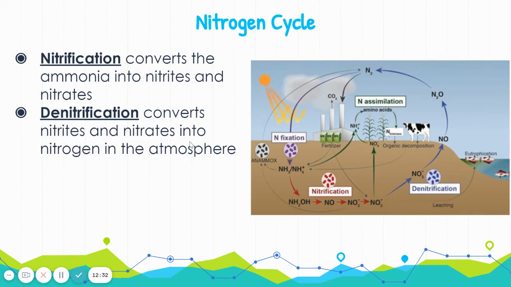Nitrification is going to take that ammonia and turn it into different compounds called nitrates and nitrites. And then denitrification is going to take those leftover nitrites and nitrates and convert them back into the atmospheric nitrogen.